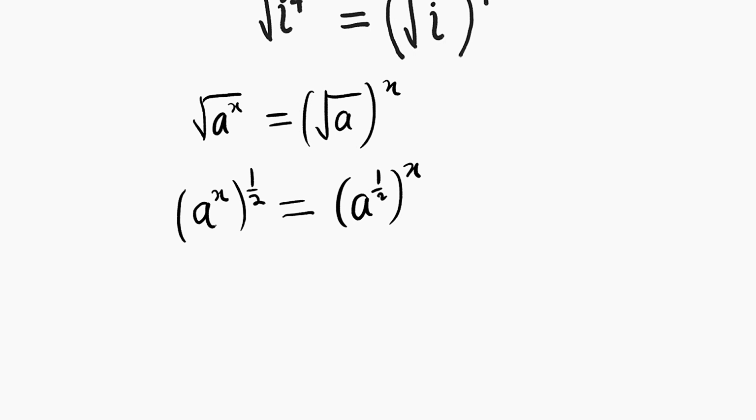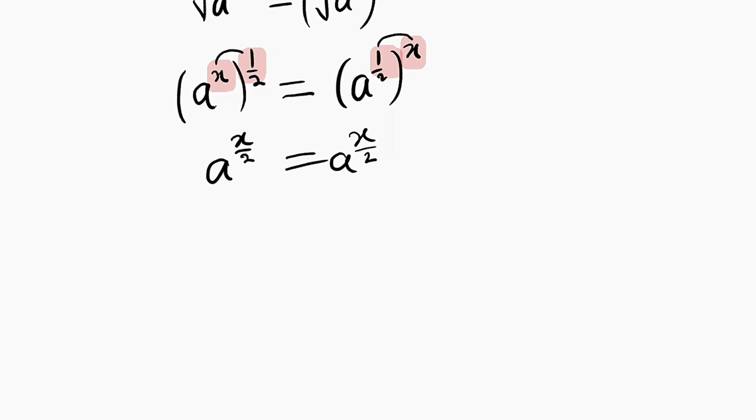So there is a law of exponents that says we can multiply these two powers together. So x times 1 over 2 is the same thing as x divided by 2. Therefore, we have a raised to the power of x over 2 here. The same thing, 1 over 2 times x will give us a raised to the power of x divided by 2. And we can use a number to prove this.